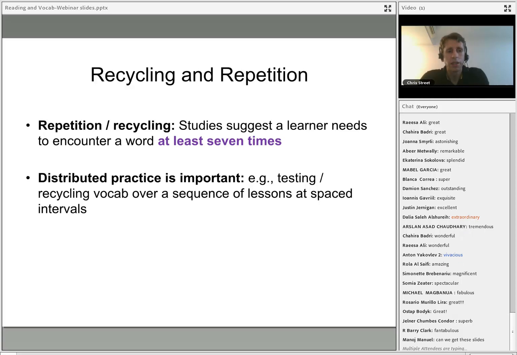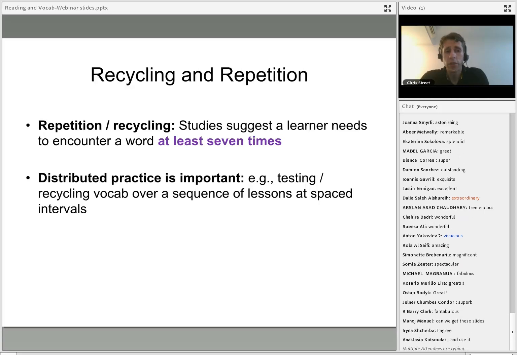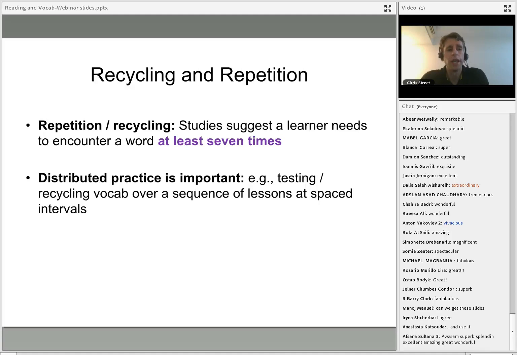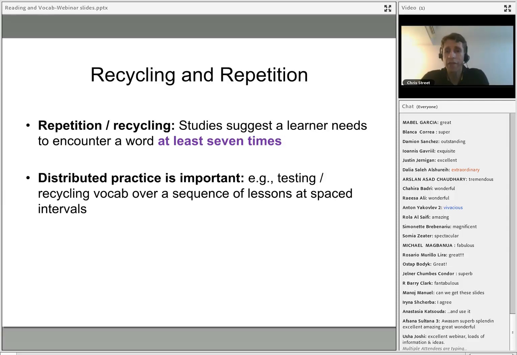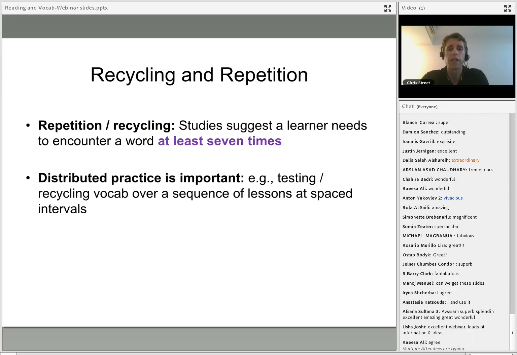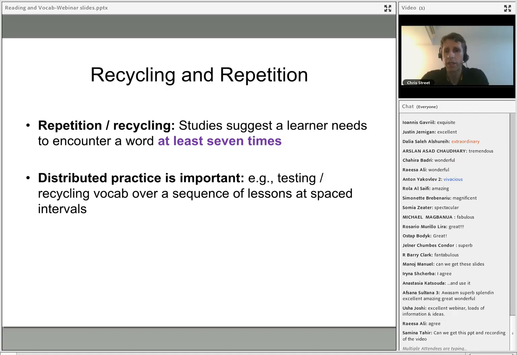And the other key thing to focus on is that distributed practice is important. By distributed practice, we mean testing and recycling vocabulary over a sequence of lessons at spaced intervals. So for example, it's not enough to practice a word 7 times in one class. Those 7 encounters with that word need to be spaced out over a sequence of lessons, over a period of weeks, and maybe a period of months for it to be truly effectively acquired.